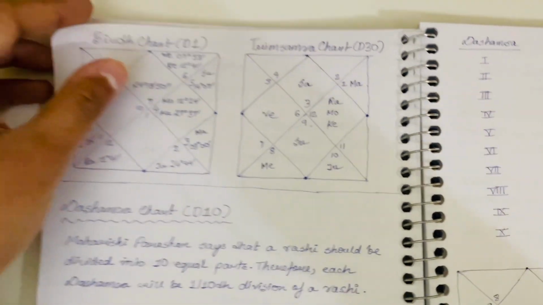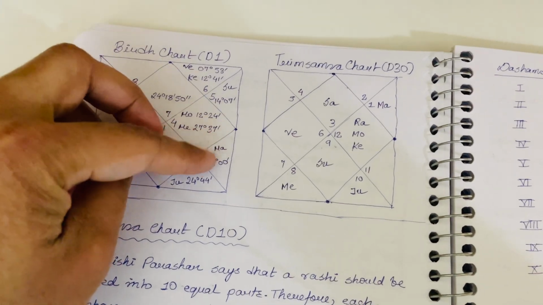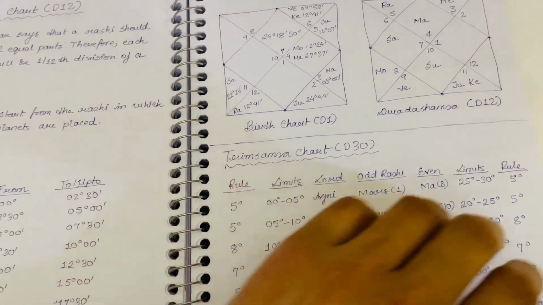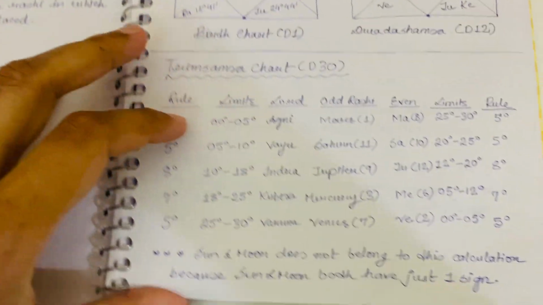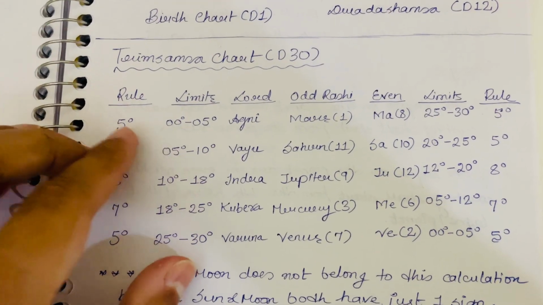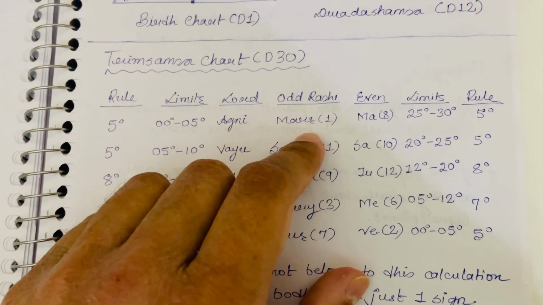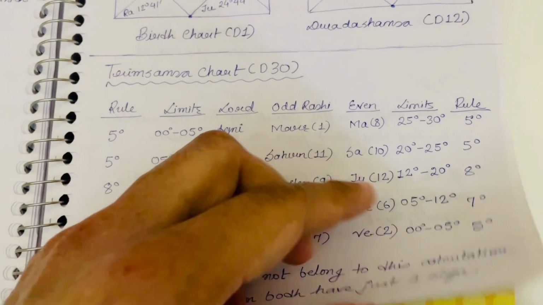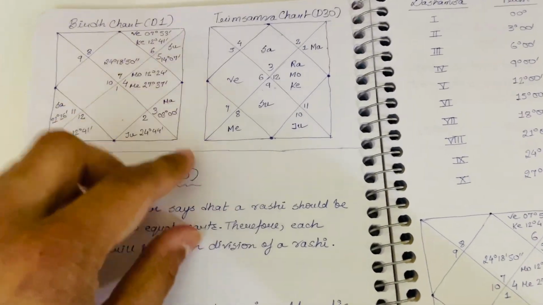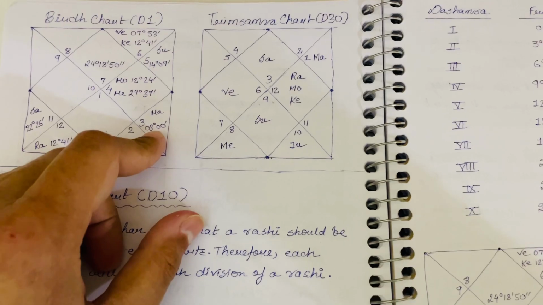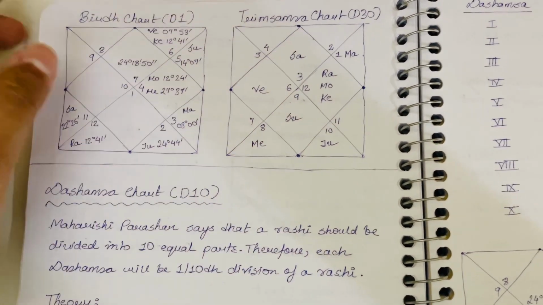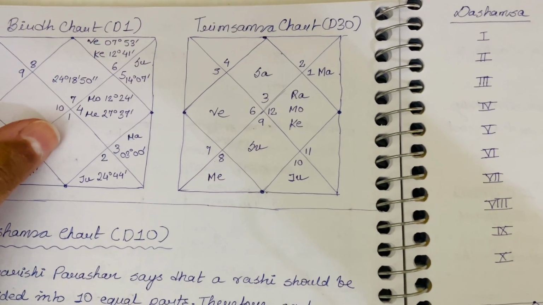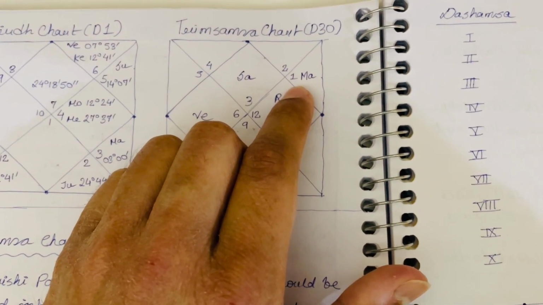All right. Now let's look at Mars. Mars is in the sign of Gemini, so it's the odd part of the table. The longitude of Mars is 3 degrees 00 minutes. It means it's the first limit, and it is ruled by the sign Aries. So Mars will go to the sign of Aries, its own Mool Trikona sign, in the Trimsamsa chart. All right.